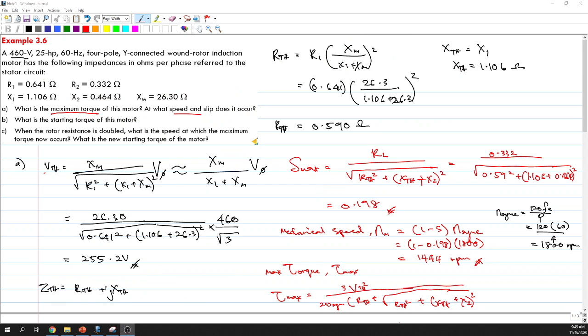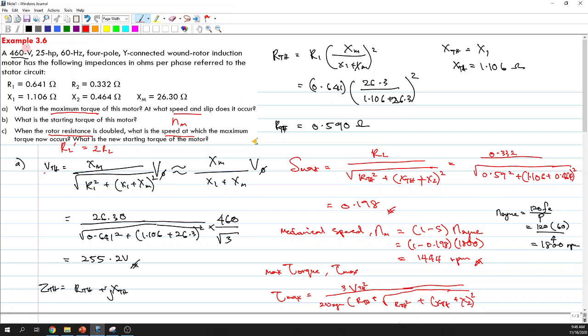Okay, now let's move on to the C question. At this C question, they ask when the rotor resistance is double. Rotor resistance is double, which is the R2. So now I can say R2 prime is equal to 2R2. What is the speed at which the maximum torque occurs? They ask the speed, which is the Nm. And what is the new starting torque of the motor?